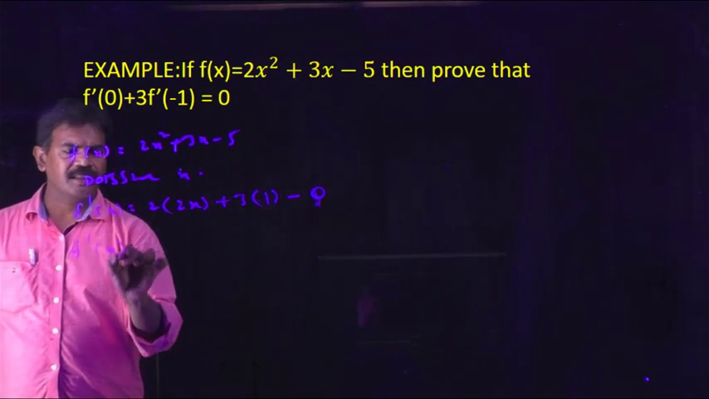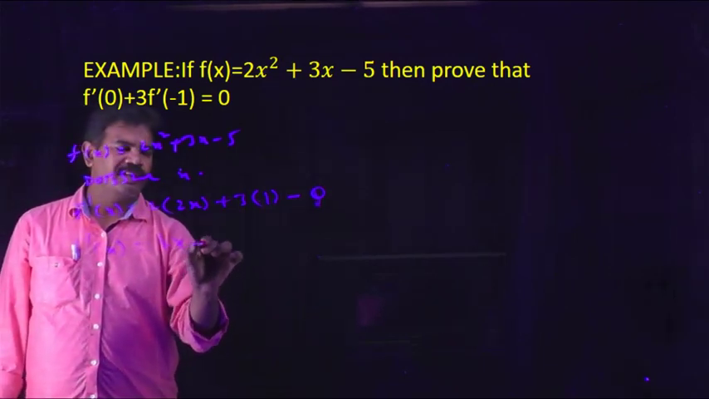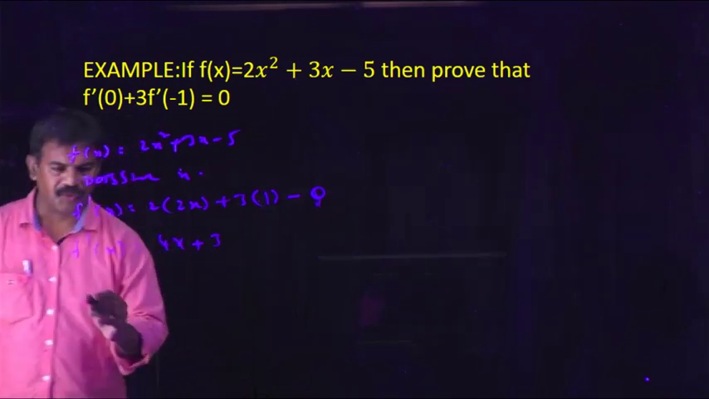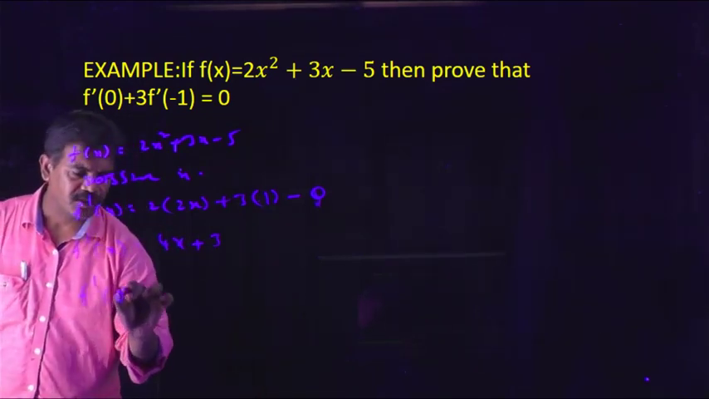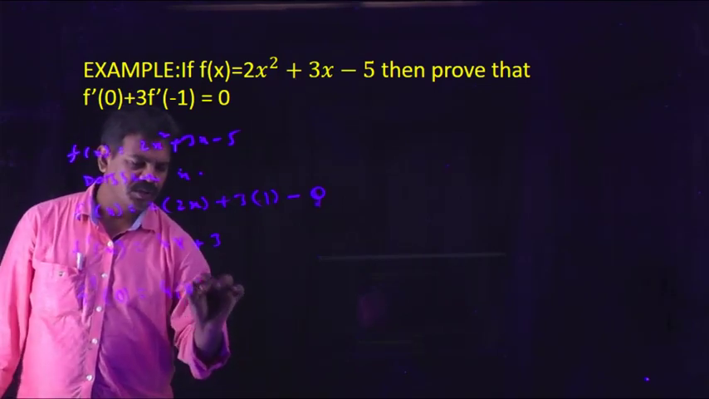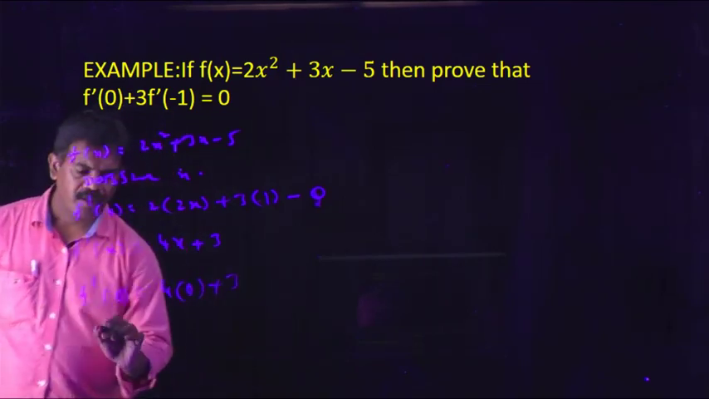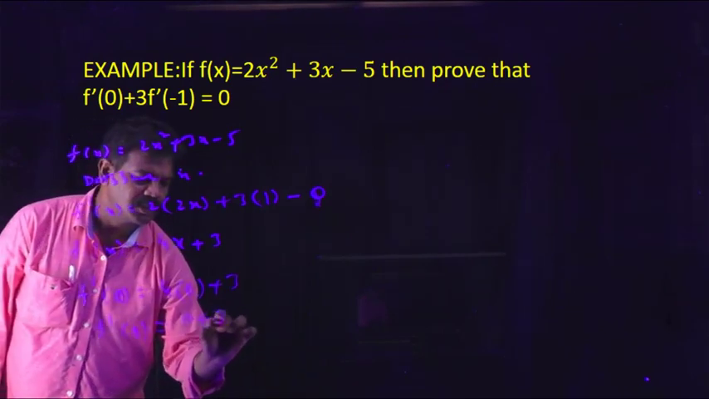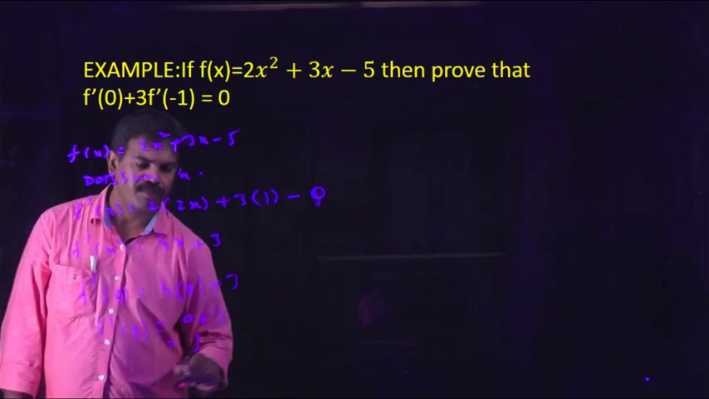f'(x) = 4x + 3. First we find f'(0). That is f'(0) = 4 into, in place of x substitute 0, plus 3. That is f'(0) = 0 + 3, which is equal to 3.